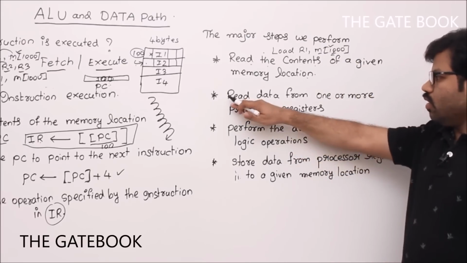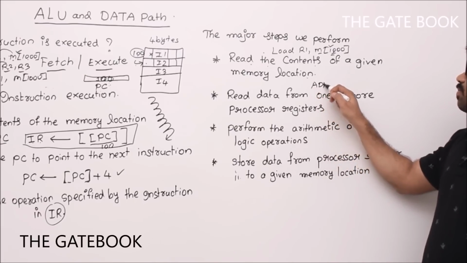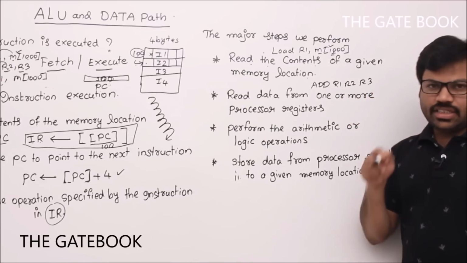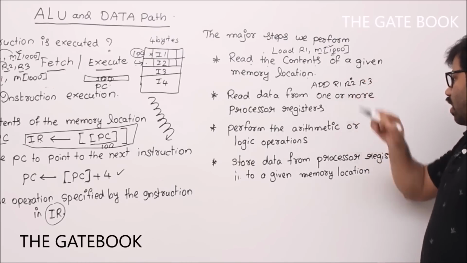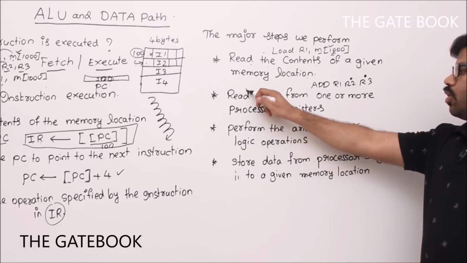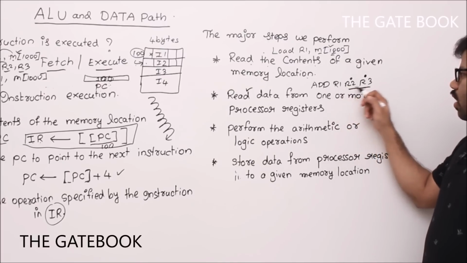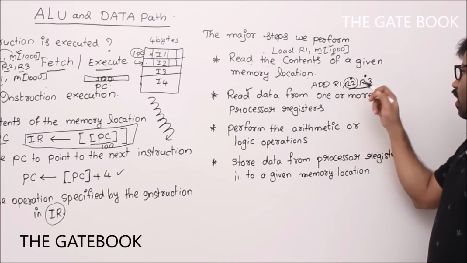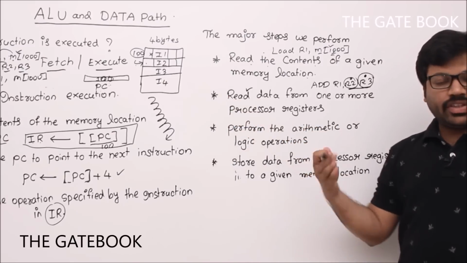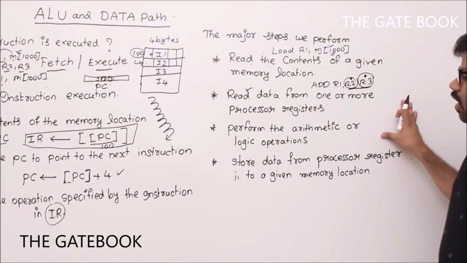Otherwise, you will be reading the data from one or more processor registers. For example, let's say you are doing addition, add R1, R2, R3. Then what are you going to do in this one? Execution means read the value in R2, read the value in R3 first, after that do the addition, correct? So one of the typical operations you will be performing in add R1, R2, R3 is reading the values in register R2 and register R3, correct? Without that, can you do that? No. So that's why. Third thing, perform the arithmetic or logic operations.